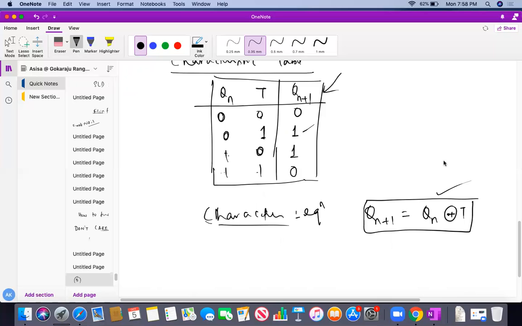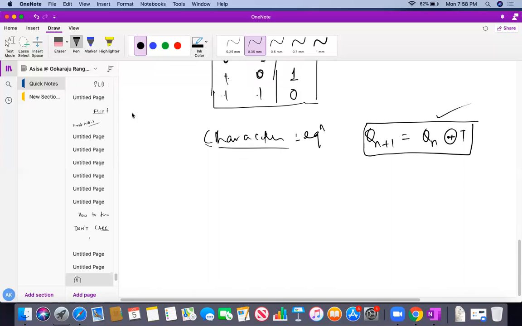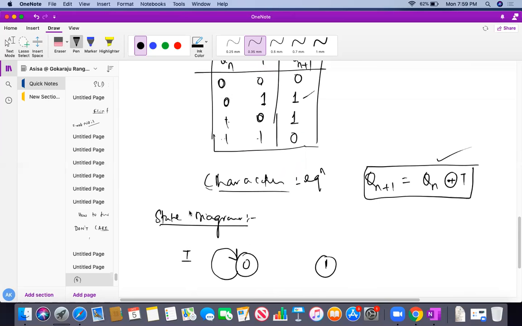Okay, so next thing is the state diagram. What would be my state diagram here? My state diagram will be simple, as we told you already. There are actually two states for a flip-flop, 0 and 1. If the present state is 0 and the next state is 0, what will T be at that time? So present state is 0, next state is 0. At that time, what is my T? T is 0.